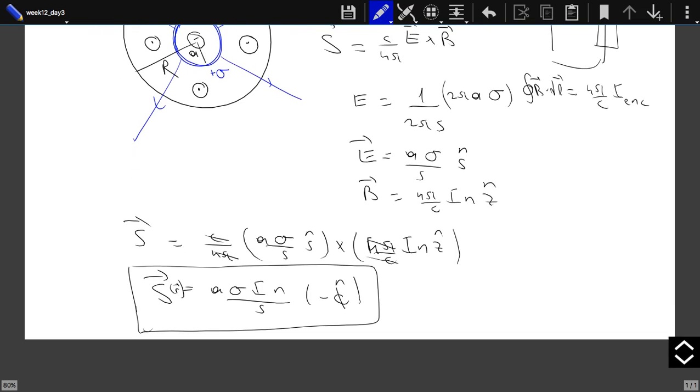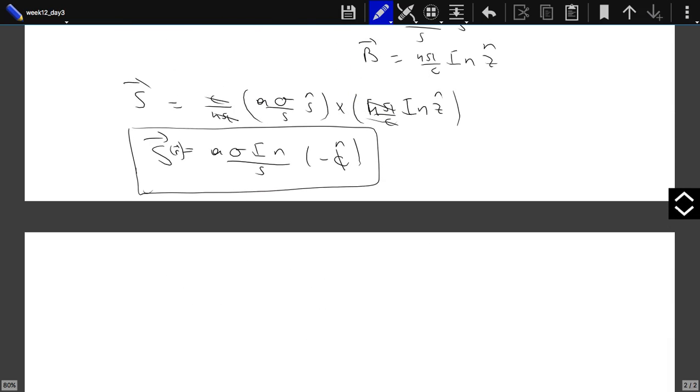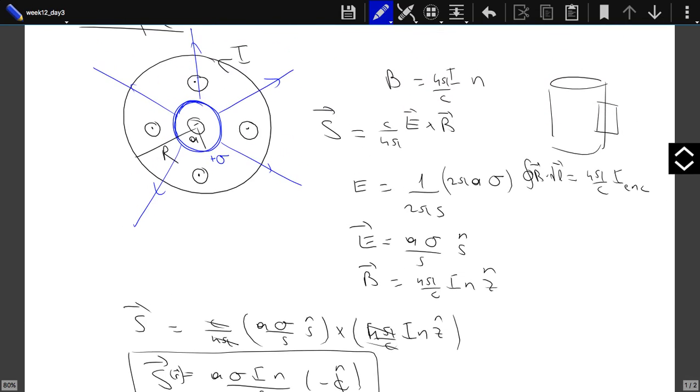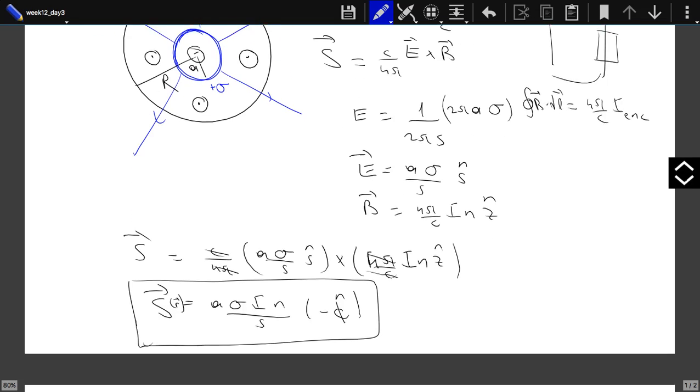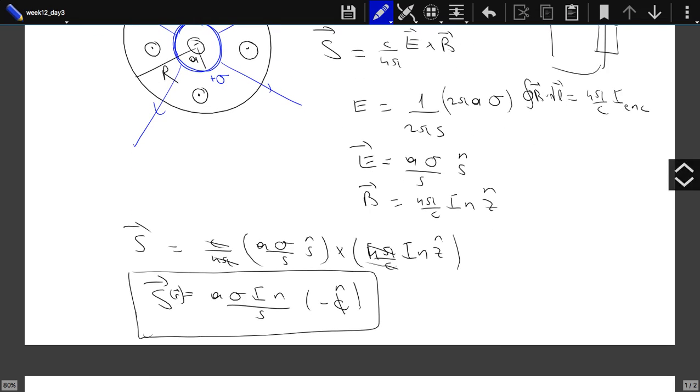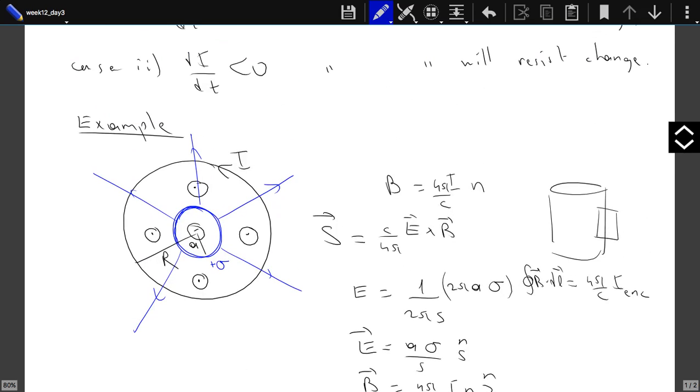And then we said, okay, so this is what we have for the Poynting vector. If we divide this by c squared, we get the linear momentum density. And you see that the linear momentum density is in the minus phi hat direction. So basically, linear momentum vectors just circle around the z-axis in the clockwise sense. And so you would expect an angular momentum corresponding to this electromagnetic radiation in the minus z hat direction.